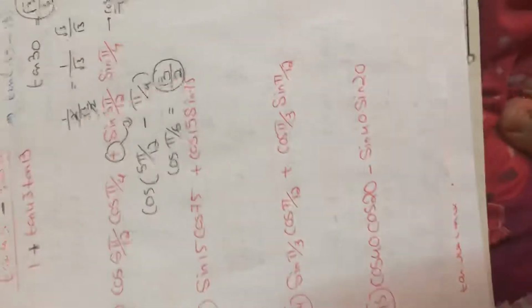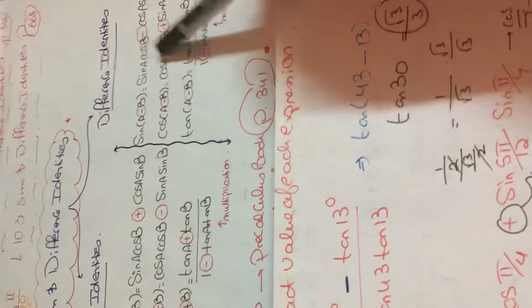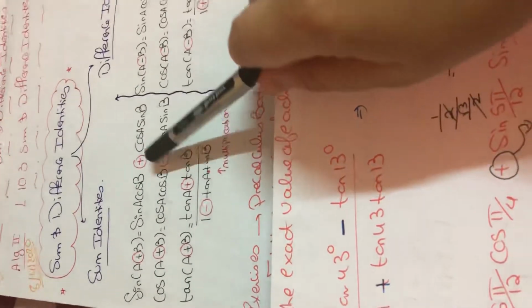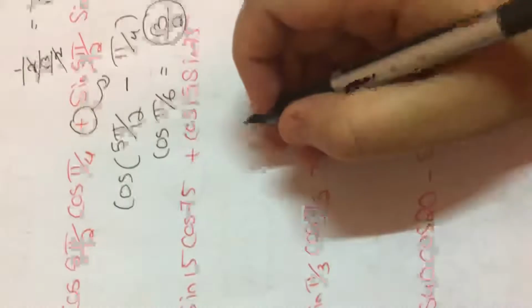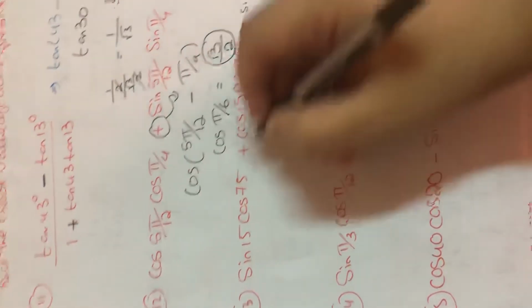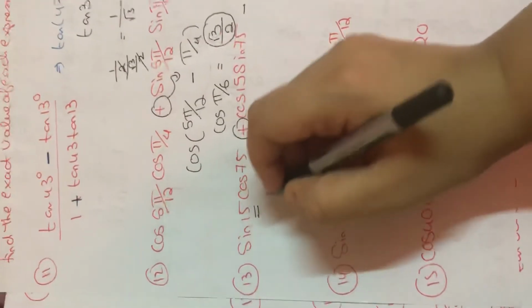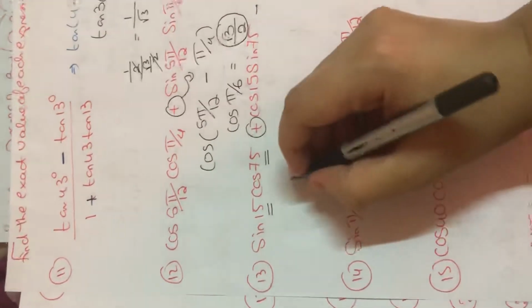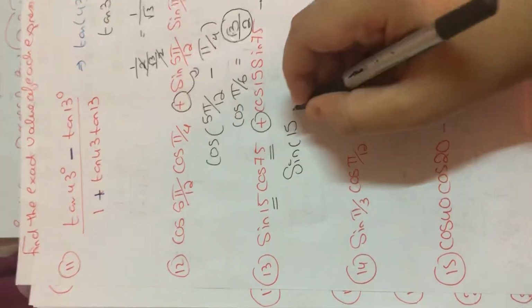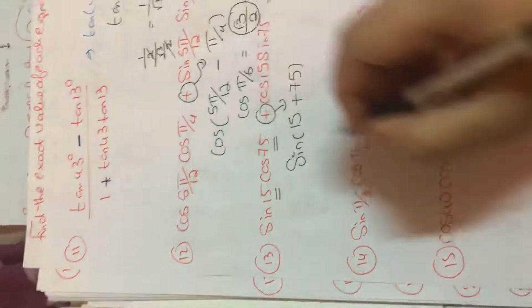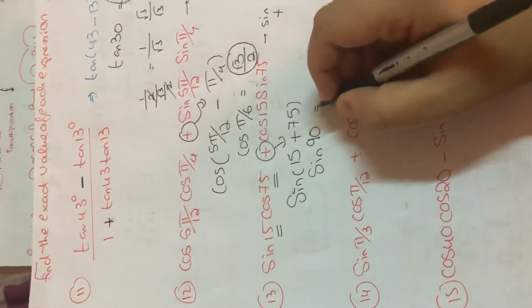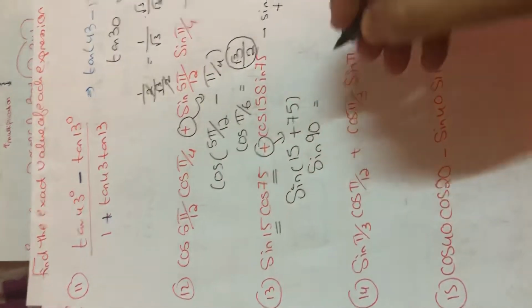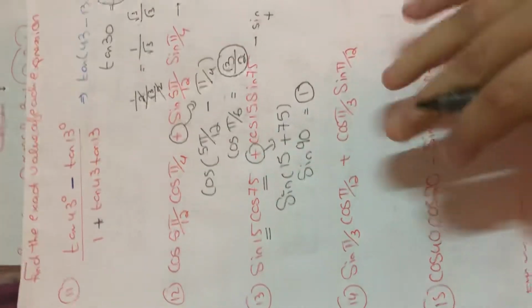Here, again, it's a sine, cosine, cosine, sine. Who does this? It's the sine identity. And in the sine identity, it's the same sign. So I know it's a sine and I know it's a plus. And where are the angles? 15 and 75. So I'm sure it's sine 15 plus 75. I will copy the same sign. So it's the same as sine 90. And the sine at 90 is 1. And this is the answer.